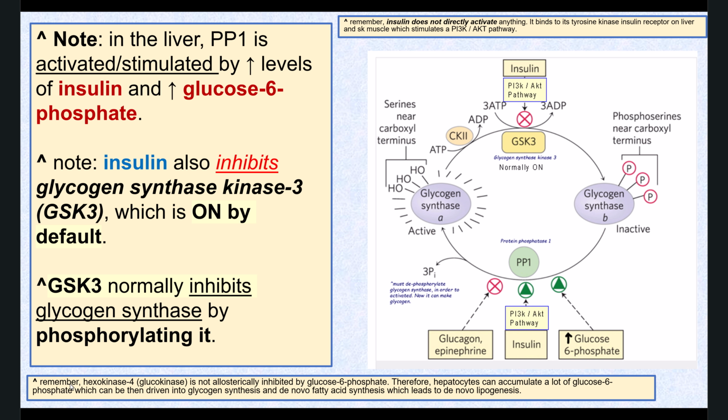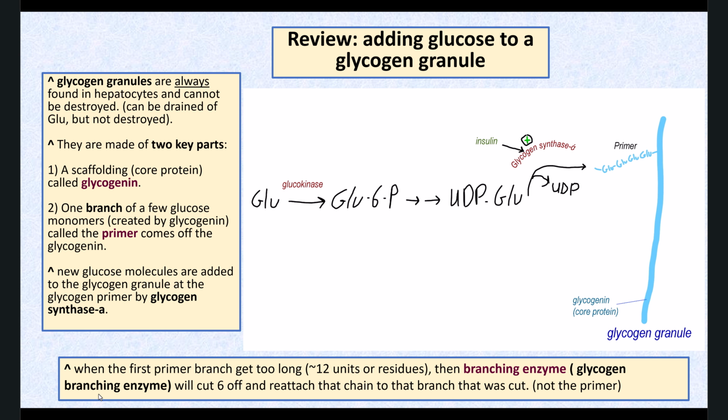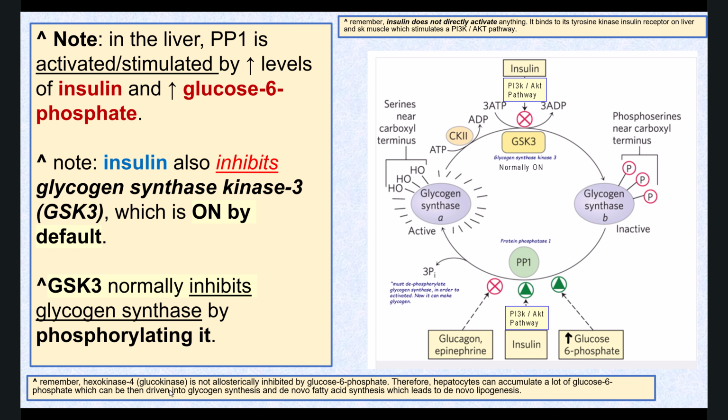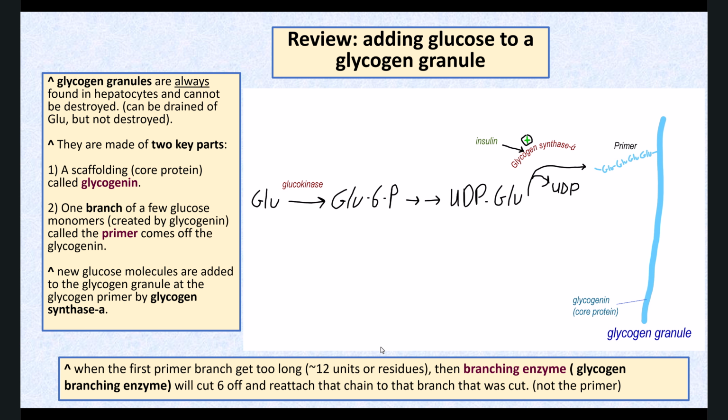All right, fun fact down here. Remember, hexokinase 4 or glucokinase is not allosterically inhibited by glucose 6-phosphate. Therefore, hepatocytes can accumulate a lot of glucose 6-phosphate, which can then drive into glycogen synthesis and de novo fatty acid synthesis, and the pentose phosphate system as well.